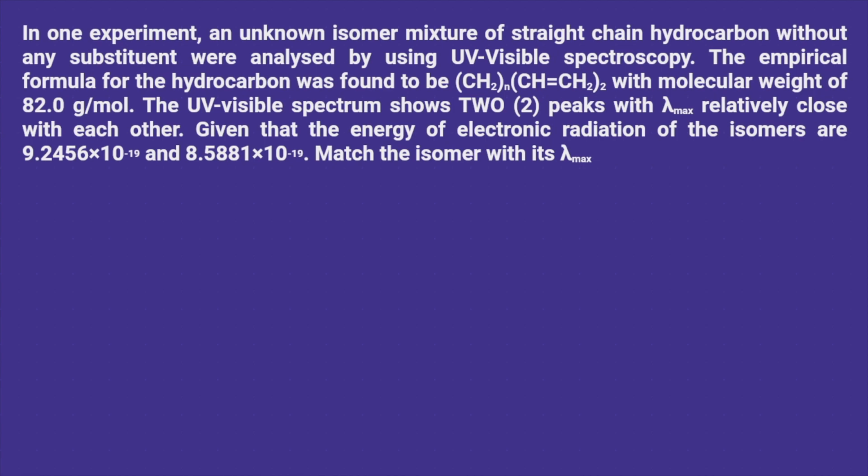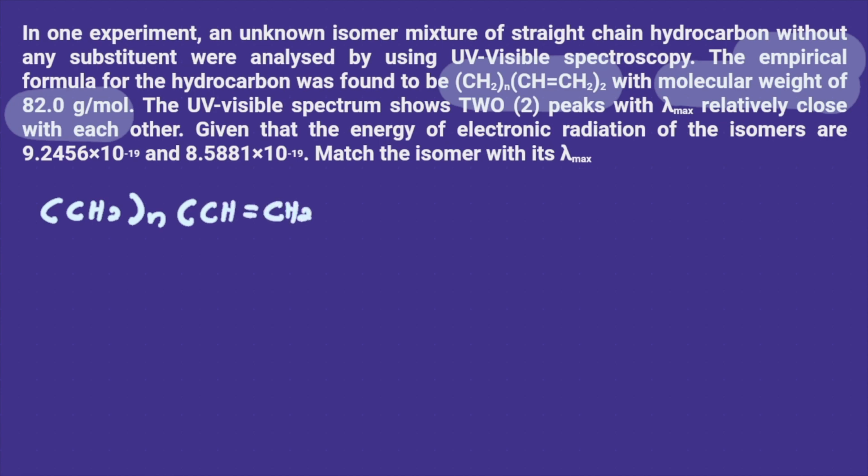Okay, so the first thing that we need to look at is the empirical formula given in the question, and given to you is the molecular weight, which is 82.0 grams per mole. So from here, we can write the empirical formula to get the value of n. CH double bond CH2, n times, is equivalent to 82.0 grams per mole. So from here we know that it will be 14n.